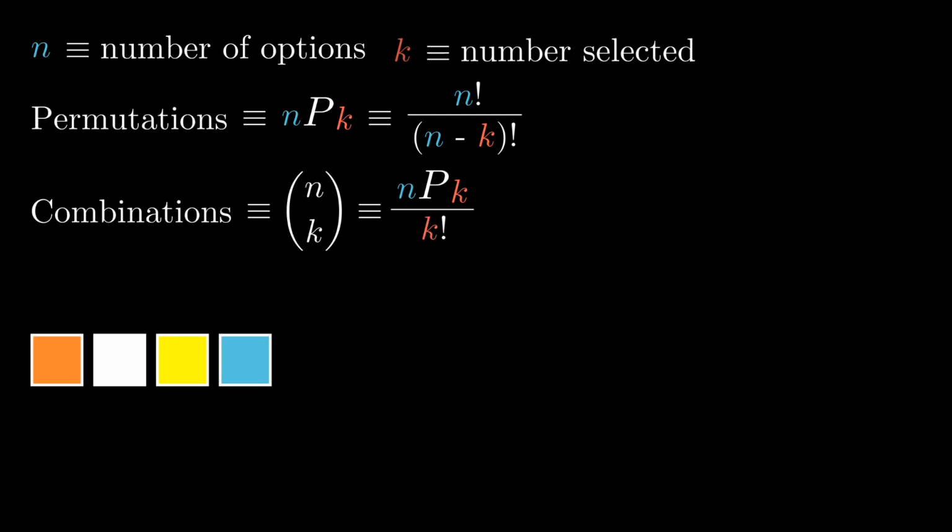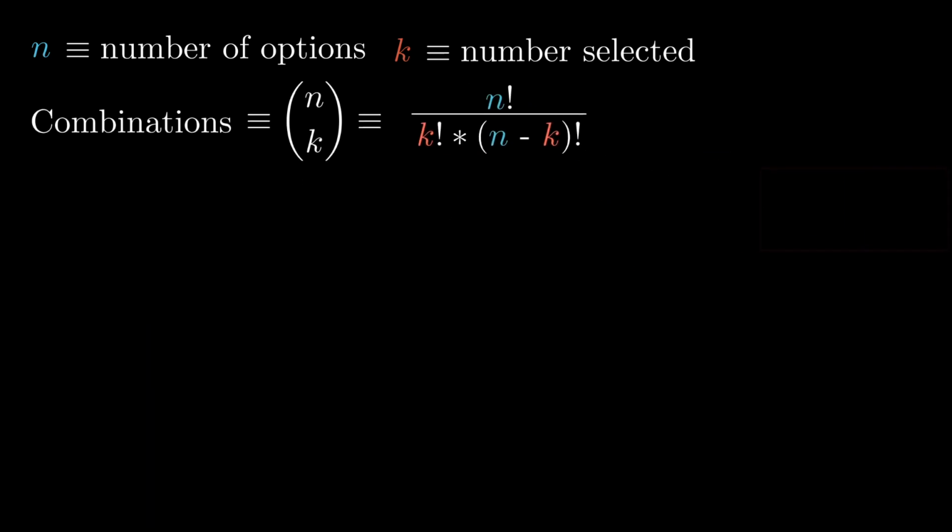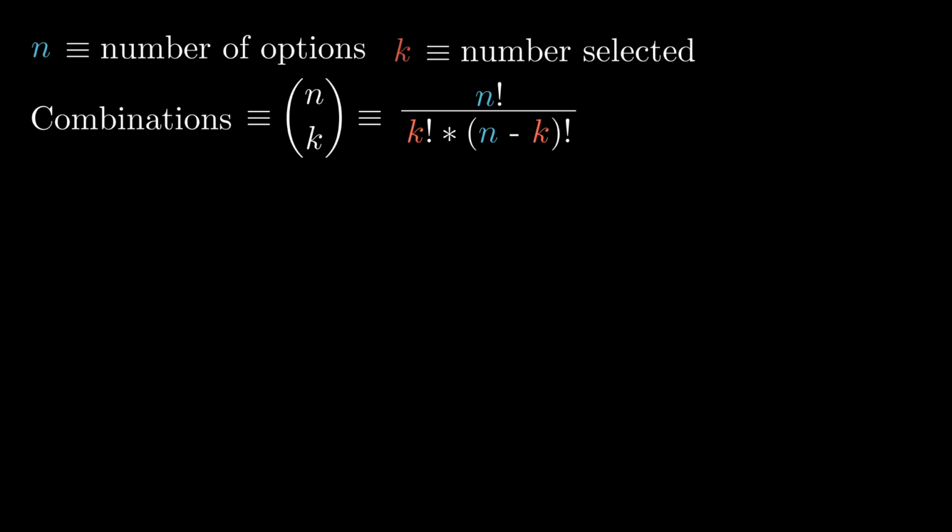Now we can fill in our equation for permutations, and finally we can simplify, and that's it. The formula for combinations is n factorial divided by k factorial times n minus k factorial. Take a bow. You've just derived one of the most commonly used formulas in combinatorics.